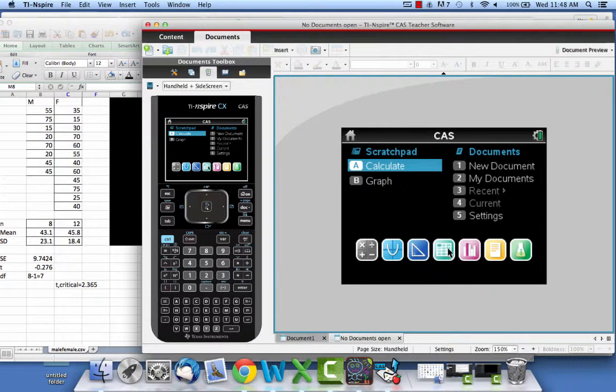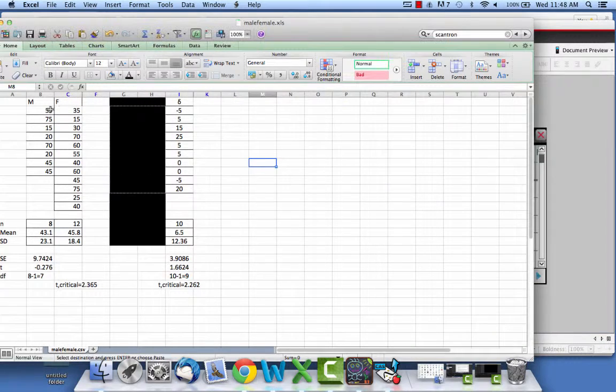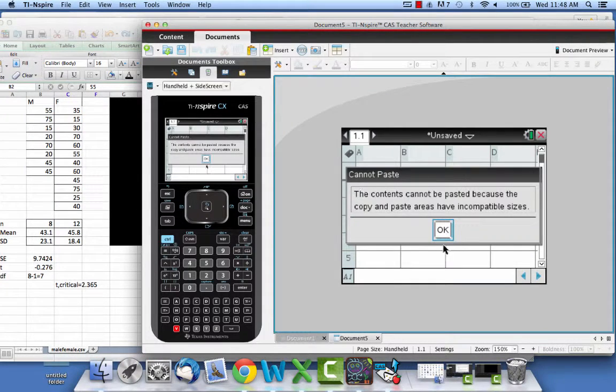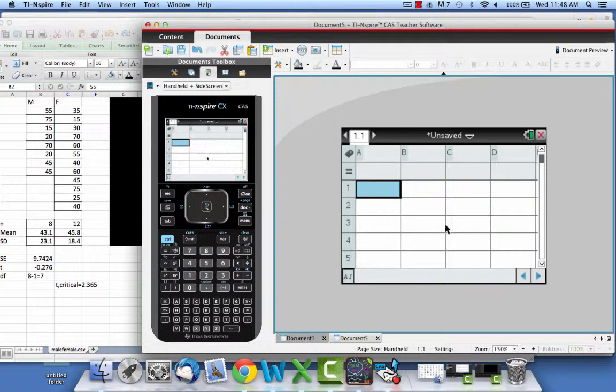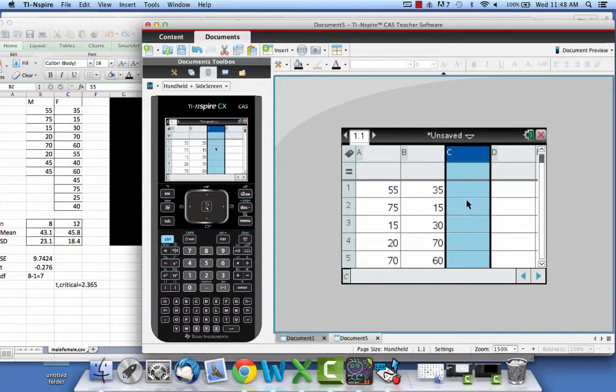I'm going to use add lists and spreadsheets. If you have it in a spreadsheet, you actually can copy and paste it, which is kind of nice. So I'm going to do that. Oops. It has to still be blue. If you click on it twice and get that cursor, you can't paste anything except a single cell. So here are our values.